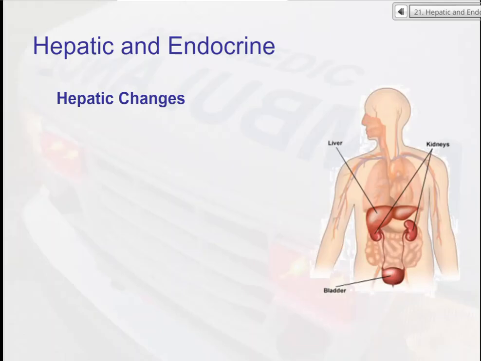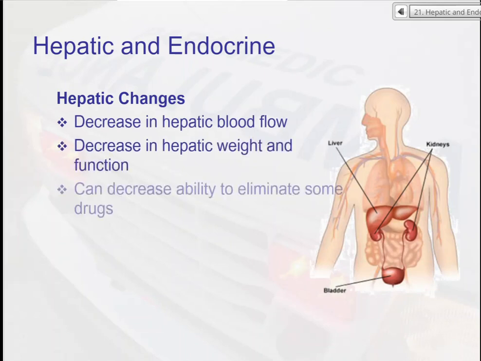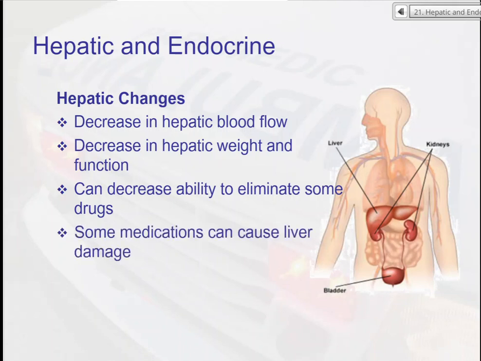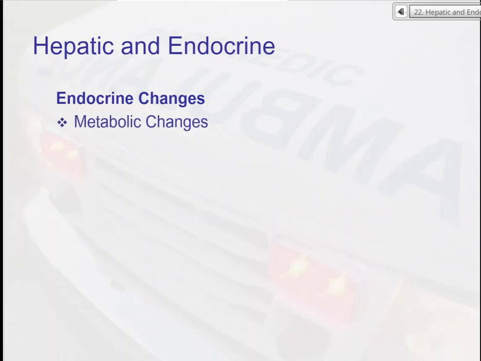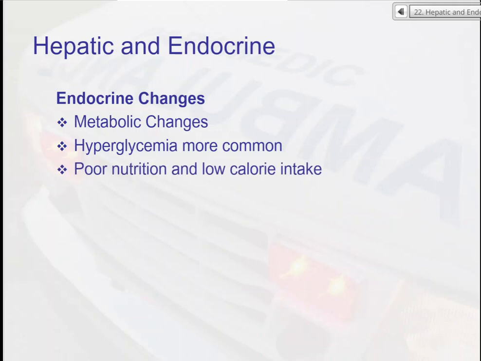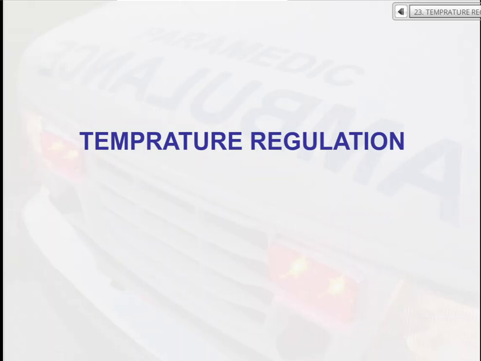In terms of hepatic and endocrine function, changes to the liver, there's a decreased hepatic blood flow with age, decreased hepatic weight and function, and that means decreased ability to metabolize and eliminate some drugs, detoxify some drugs. And some medications can cause liver failure over time, especially people who are inadvertently overdosing with Tylenol, unaware that it damages the liver. Some endocrine changes, maybe metabolic changes. Hyperglycemia is common. Undiagnosed diabetes, not uncommon. Poor nutrition and low calorie intake, development of diabetes, as I mentioned.